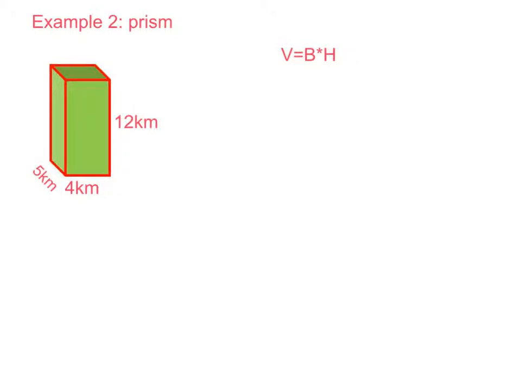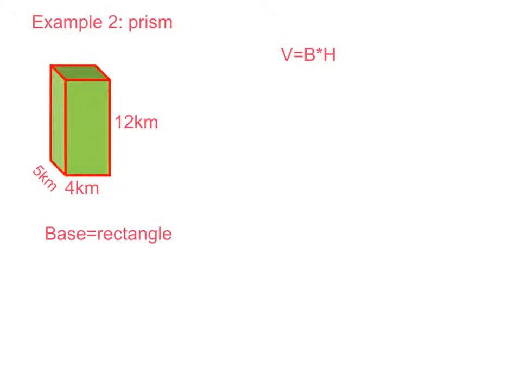Now we have example 2 in front of us, and this one's all about prisms. Okay, this prism happens to be a rectangular prism. All right, so when we go about finding the volume of the shape, we want to go back to the base formula, which is going to be V equals B, which is base, times H, which is the height of the shape. Okay, so what is the base of this shape?